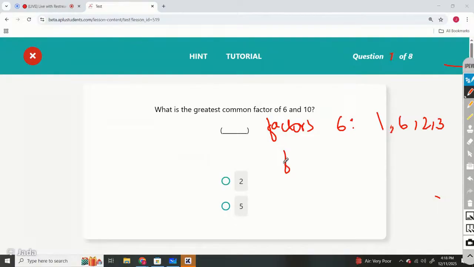Now let's just write down the factors of 10. So that is 1 times 10 is 10 and 2 times 5 is 10. Do we have any other numbers that when multiplied make 10? So the greatest number that is common is 2. So the greatest common factor of 6 and 10 is 2, right?